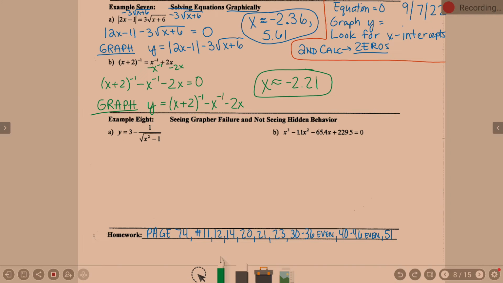Okay, now, good news on A. This is already set up, yes? So you can go ahead and put it into your calculator. Three minus, now, if you can do a fraction bar, that's your best bet here. 1 over the square root of x squared minus 1.